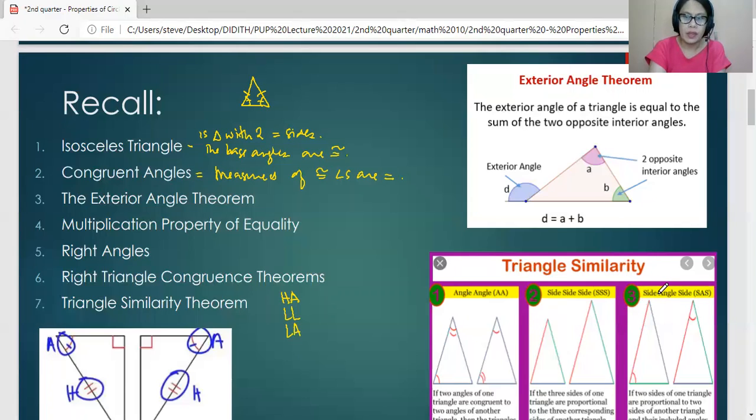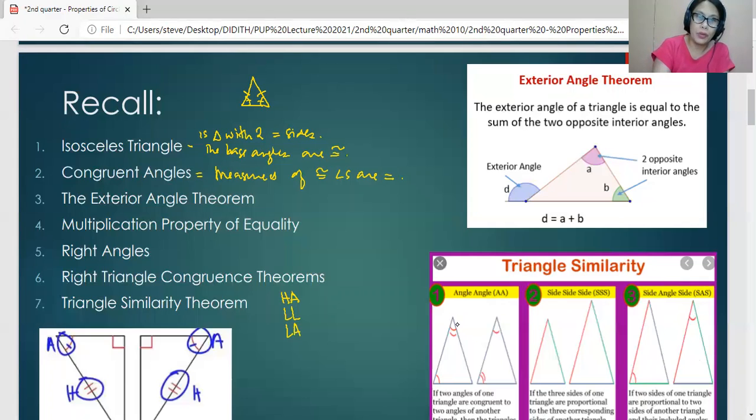Another triangle similarity is the side-angle-side triangle similarity. If two corresponding angles are congruent and one corresponding side, which is the included side, must be proportional. When we say included side, the side should be in between the two congruent angles. So we can say that the two triangles are similar.